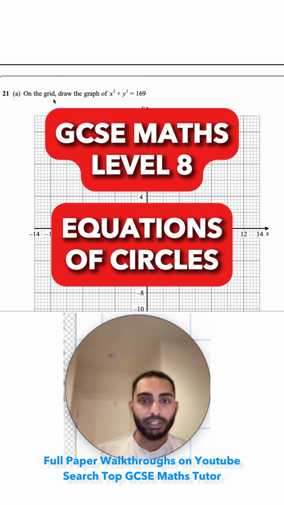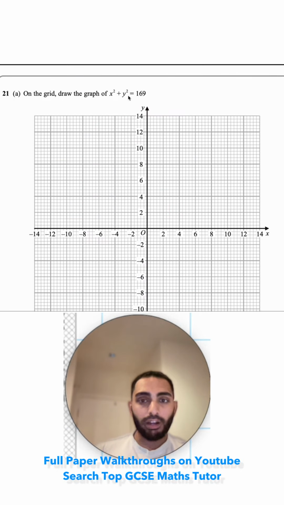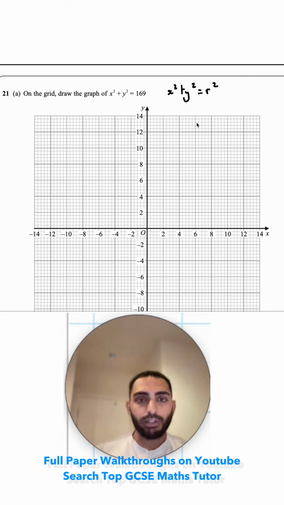Question 21. On the grid, draw the graph x squared plus y squared is equal to 169. The equation that you need to know for circles is x squared plus y squared is equal to the radius squared. The radius squared here is 169. So to find the radius, I square root both sides, so r is going to be equal to 13.